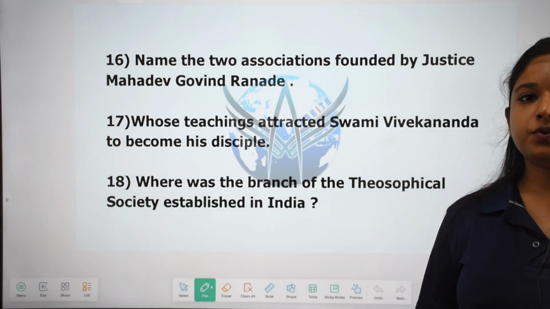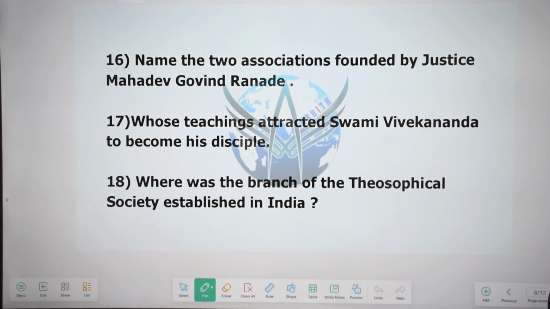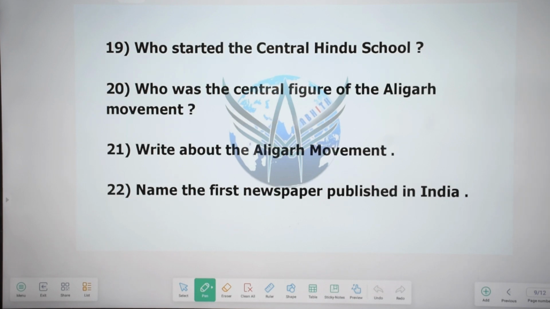Main branch to আছিল New York, USA. Main branch to আছিল New York, but India code established kora আছিল Adyar in Madras. Alright, Adyar in Madras.